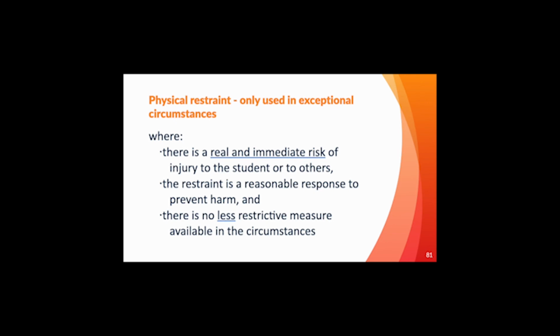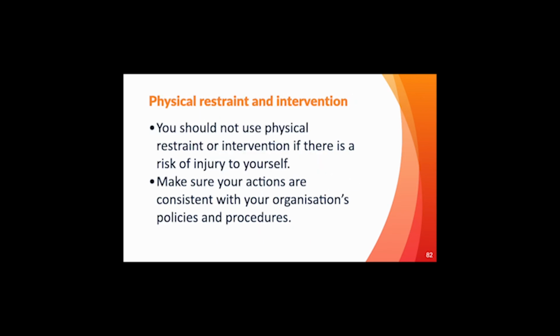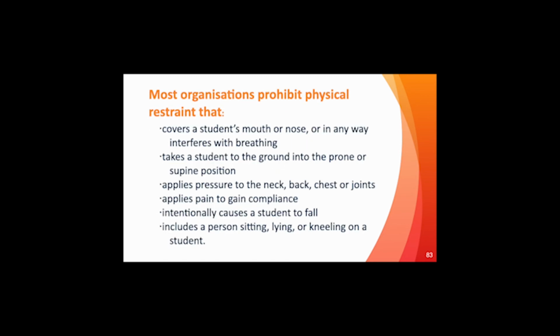So where there's real and immediate risk of injury to the student or to other students or to staff members, where the restraint is a reasonable response to prevent harm, and where there's no less restrictive measure available in the circumstances. You should not use physical restraint or intervention if there's a risk of injury to yourself, and make sure that all of your actions are consistent with your organisation's policies and procedures. So you should be aware of your organisation's policies and procedures, and make sure that your behaviour, the physical restraint and intervention, is consistent with those policies and procedures.